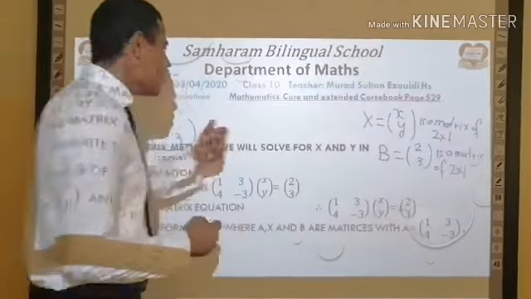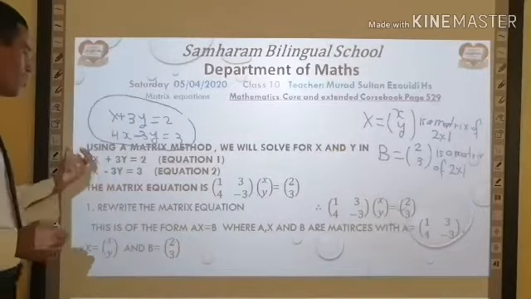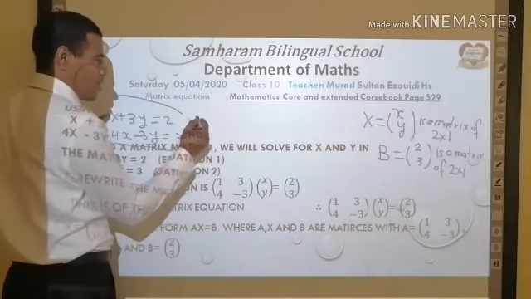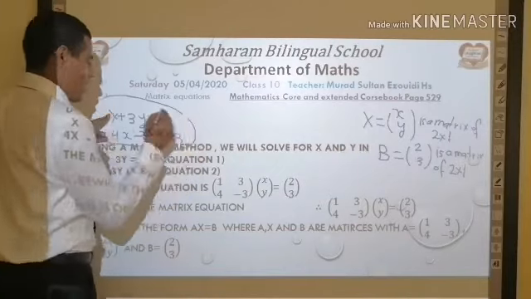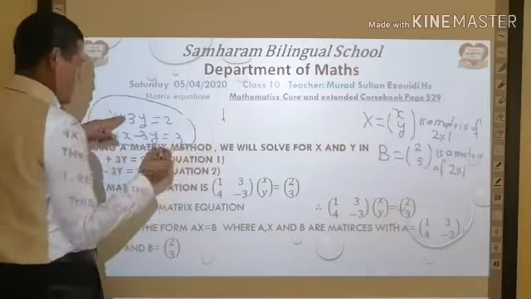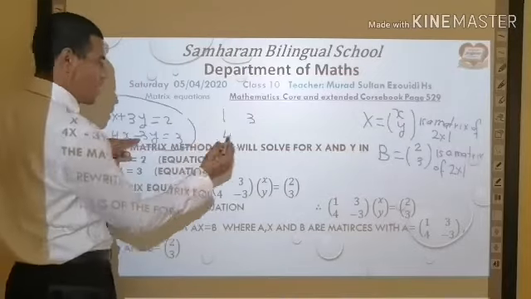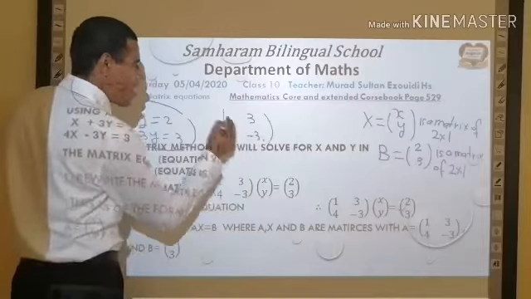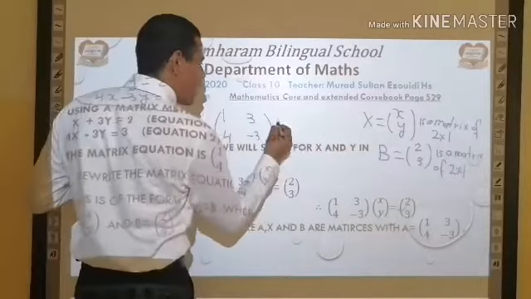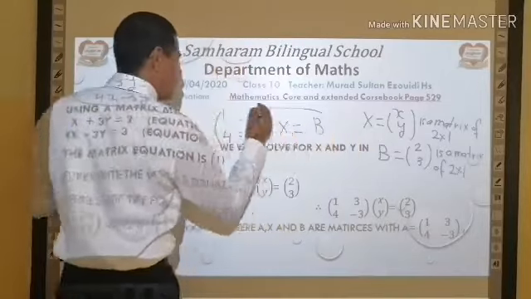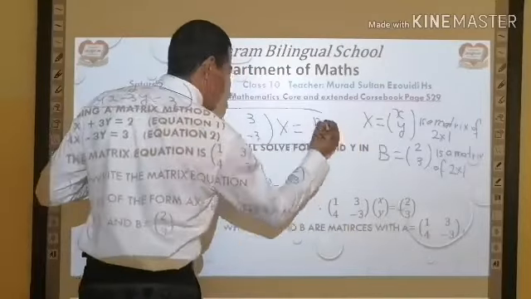I will try to use this as a matrix equation. Means I will write 1, 3, and 4, negative 3, multiplied by the column vector x, should be equal to B. This is how you can solve this one.